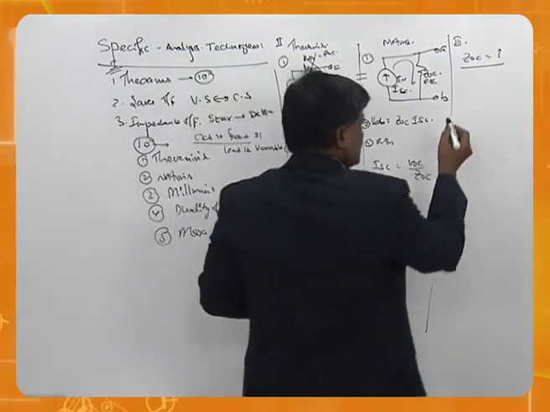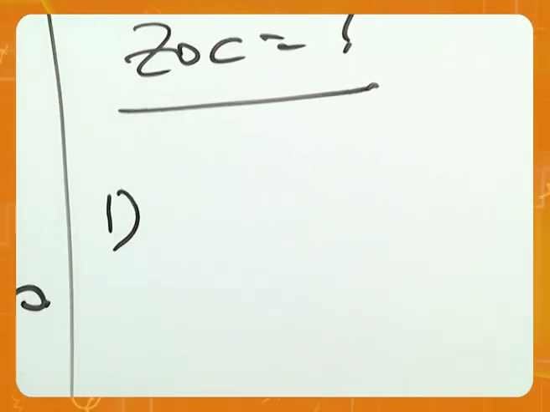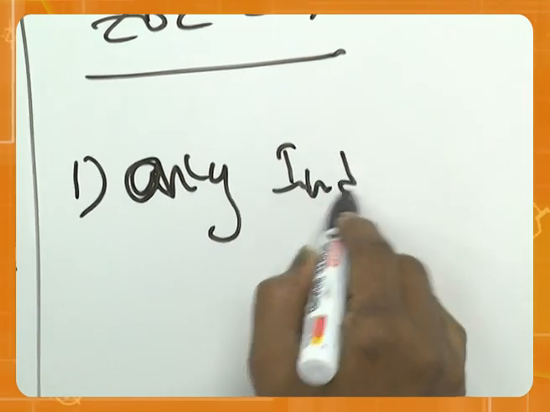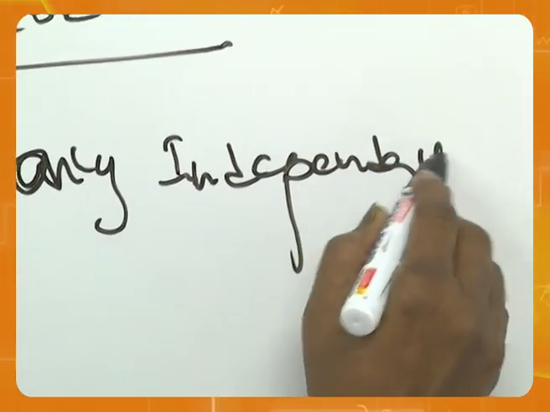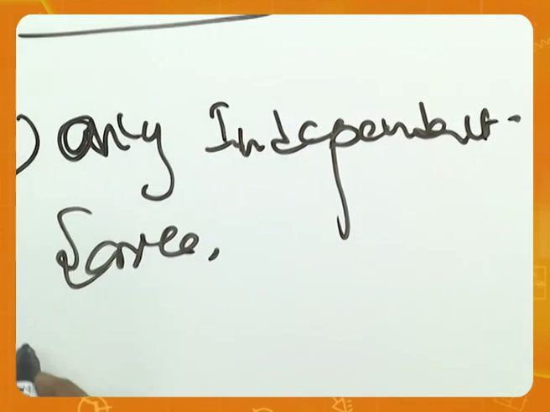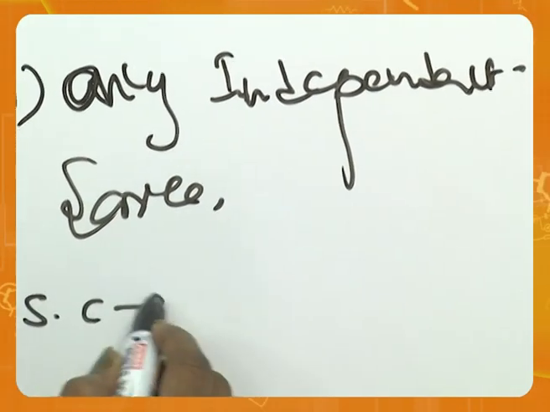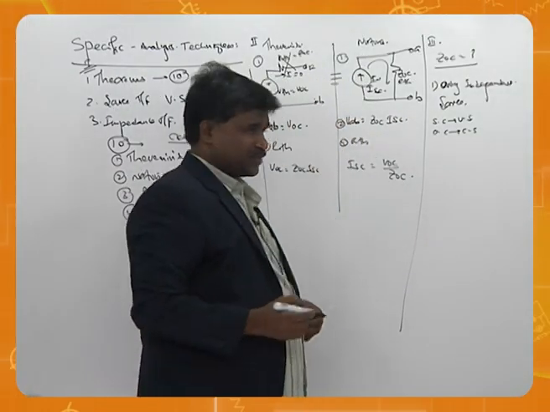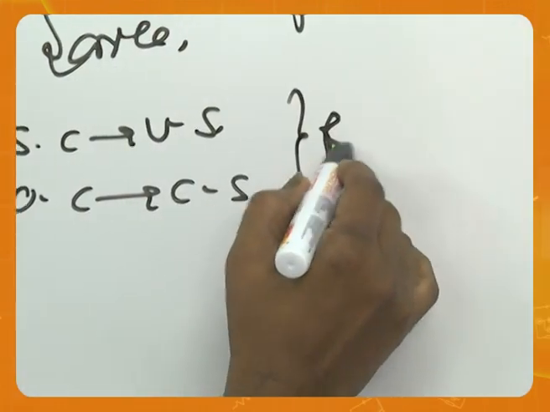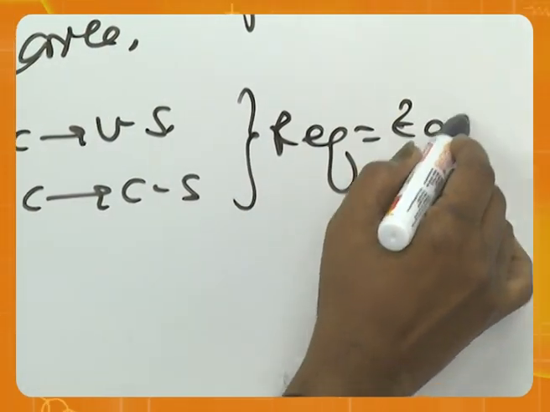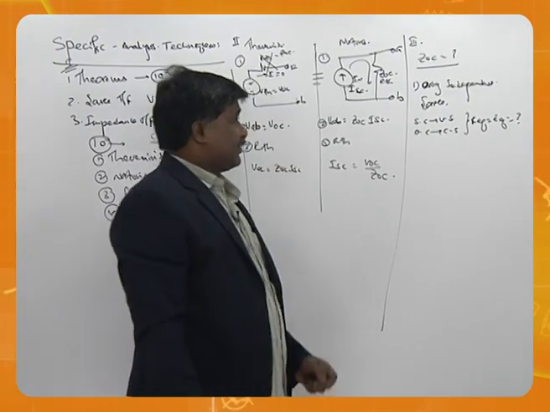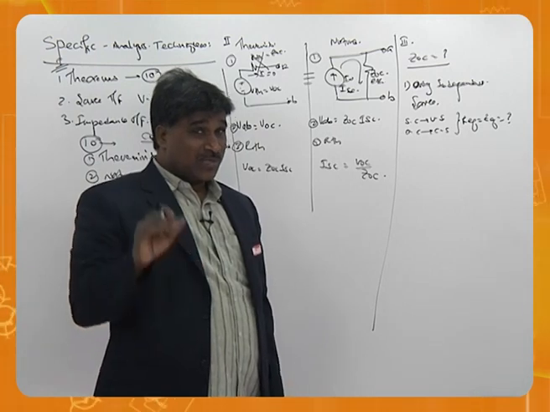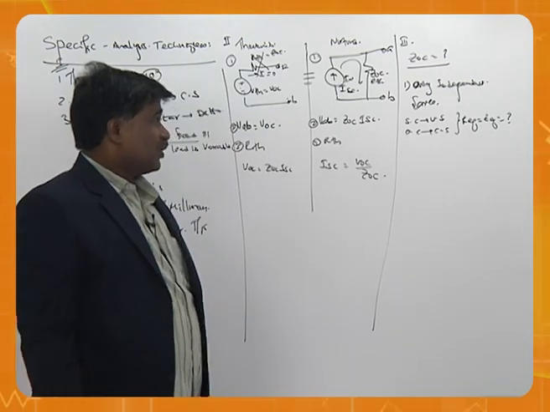Therefore, what are the different ways to do it? The first thing is, if a circuit has only independent sources, what to do? That is very simple. Short circuit voltage source, open circuit current source. And then find R equivalent or Z equivalent available. That's called ZOC. This is valid only when there are only independent sources.